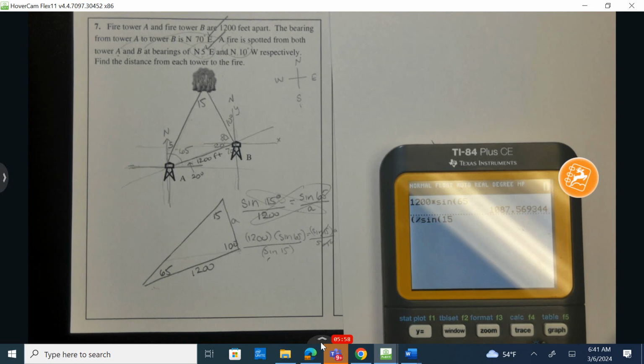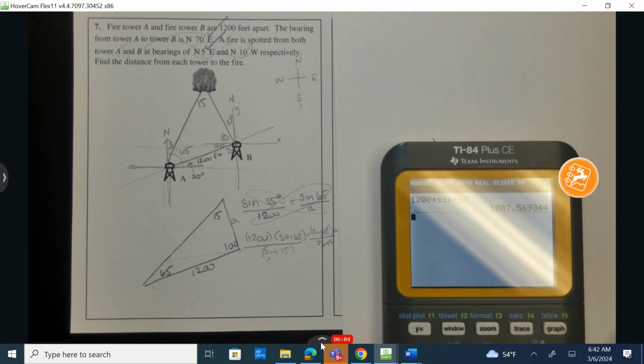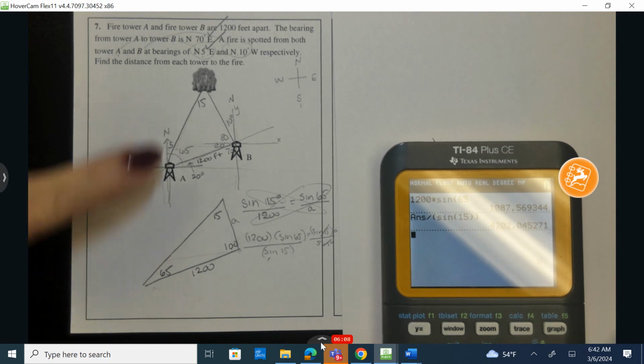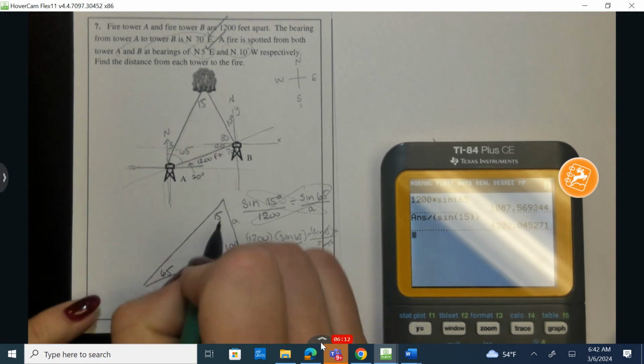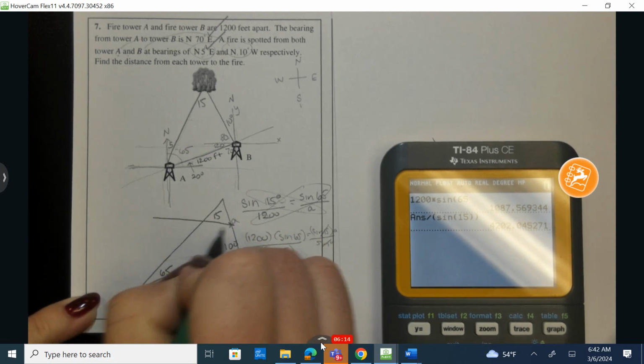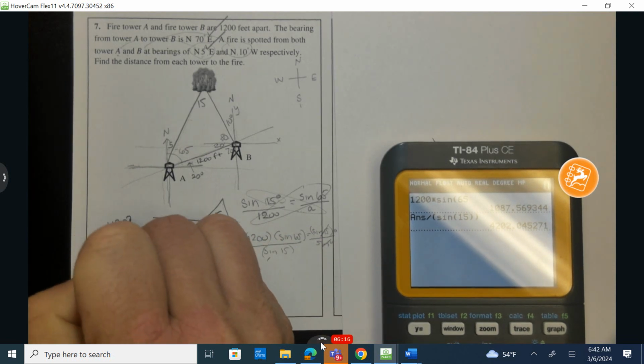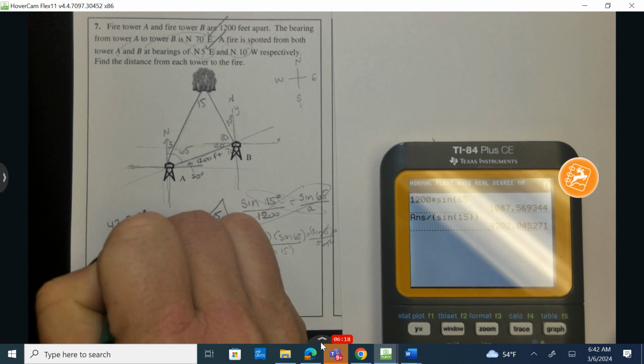Made a mistake there. I'm going to go back here. 1200 times the sine of 65, and now I'm going to divide that by the sine of 15. And this is my measurement. So this length right here, which is the length from the fire to Tower B, is going to be 4,202.05 feet.